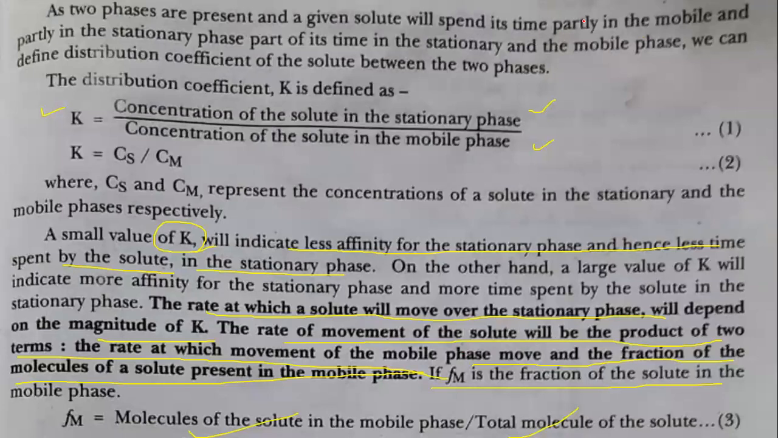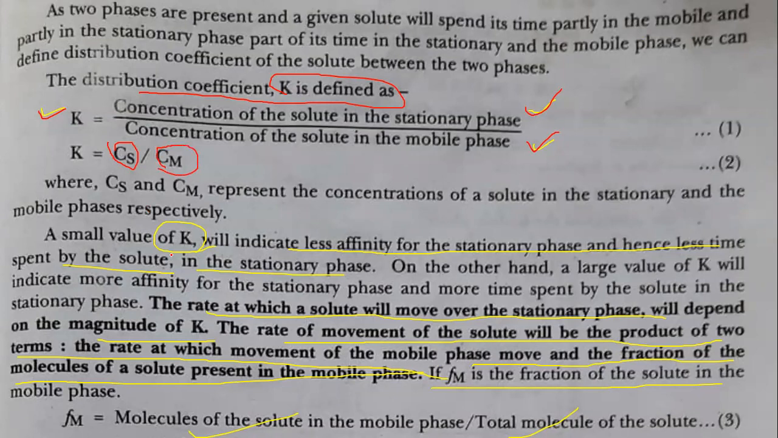How can we define the distribution coefficient? What is the distribution coefficient? It is the ratio of the concentration of solute in the stationary phase to the concentration of solute in the mobile phase.